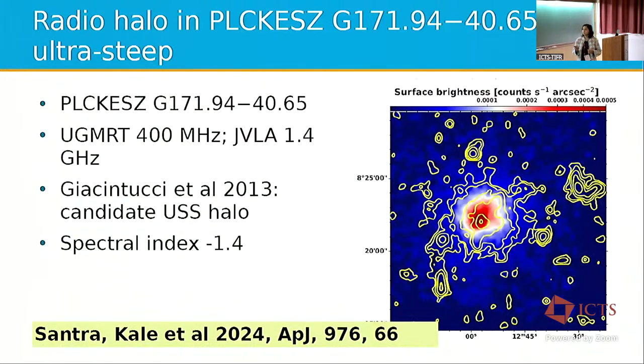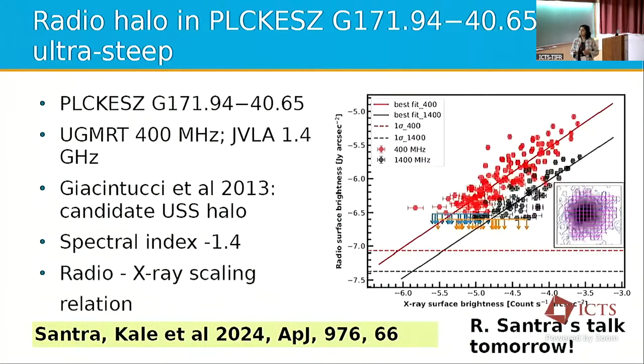There is another work which I want to point out on the cluster Planck G171. This focused on a candidate ultra-steep spectrum radio halo discovered back in 2013. But we found with these better sensitivity observations with uGMRT and JVLA that it is actually not an ultra-steep spectrum radio halo. There were also some things interesting about the scaling relations that came up in this work.